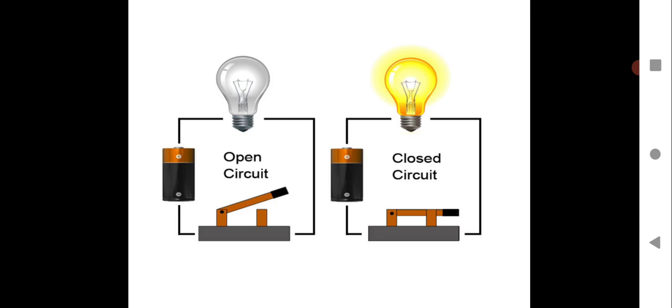Similarly, you can see some more here. You can see open circuit again. The key is open here. The bulb is not glowing. Where the key is closed, the circuit is completed, and the bulb is glowing. So I hope with these diagrams, the concept of open and closed circuit is clear to you all.